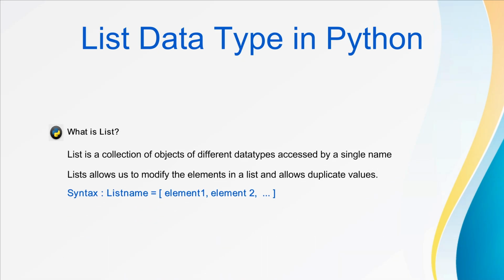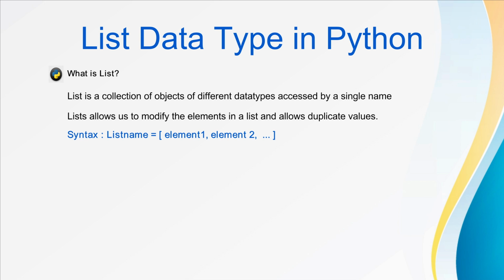So, what is a list? A list is a collection of objects of different data types accessed by a single name. Means a list is a collection of different data type objects like a string or a number or a tuple or a list or whatever it is. Different types of objects used to refer by a single name. List is a collection data type and also called container type. Container type in the sense a group of different objects put in a box, like we call it a container type. Lists are mutable type, means you can add or remove elements in the list.